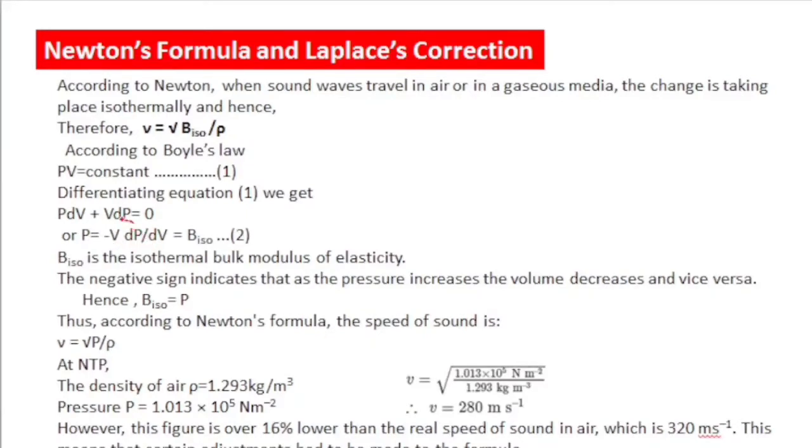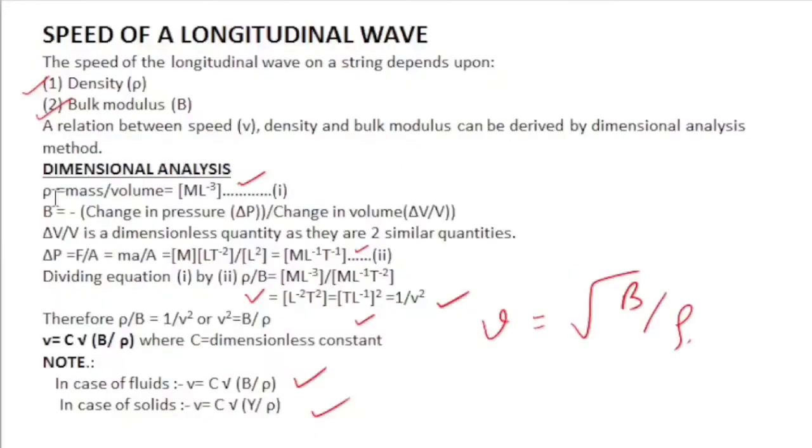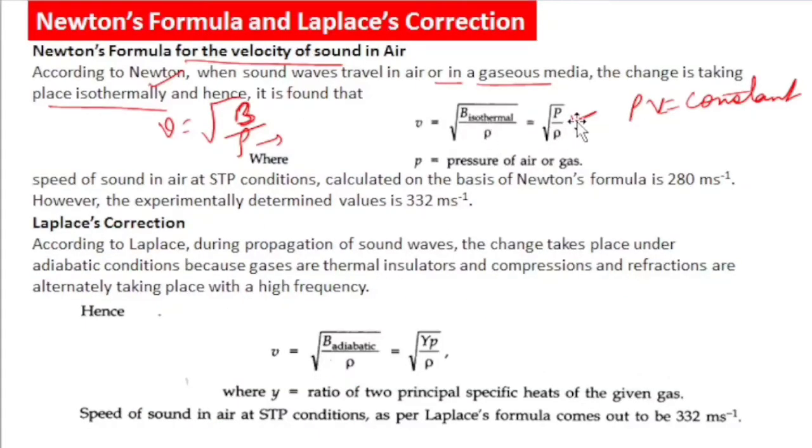And this minus V dP by dV is nothing but the bulk modulus during the isothermal process. So B isothermal is equal to P. You can replace this B isothermal by P, then V becomes under root P by rho. So it's written here that B isothermal is equal to P by rho, where P is the pressure of the gas and rho is the density.